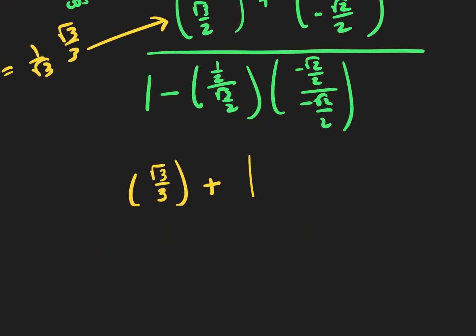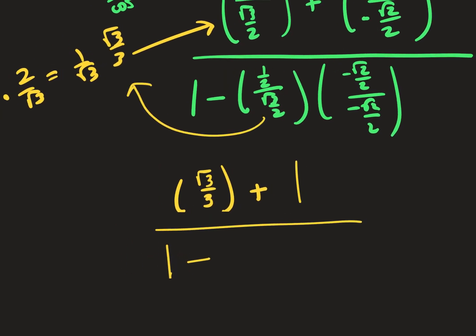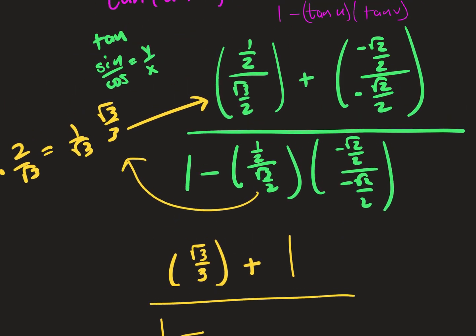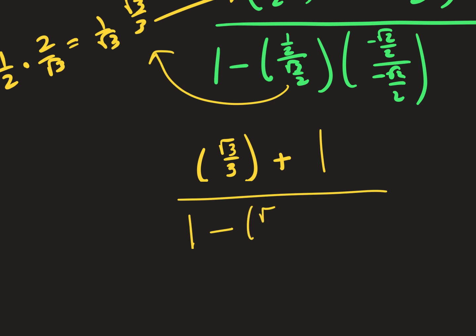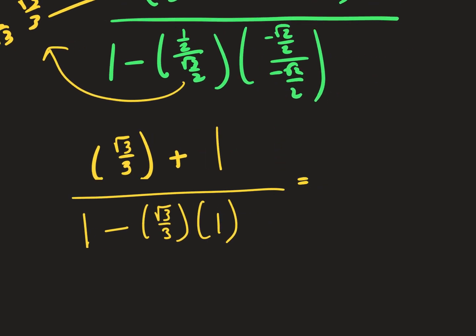Once you fill everything in, this just becomes a really nasty algebra problem. So then I have 1 minus, well, what was the tangent for this one? It's the same in the top and the bottom. Root 3 over 3 times what? 1, okay. So now do you guys notice you have a numerator and a denominator? Do we have a fraction in the numerator? Yes, I have the square root of 3 over 3 plus 1.